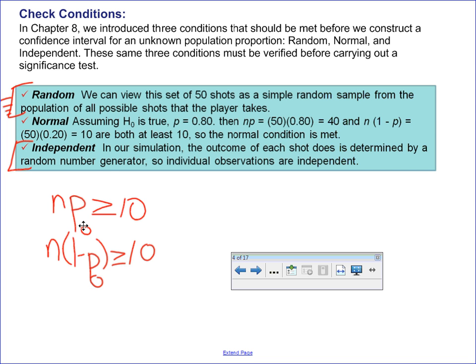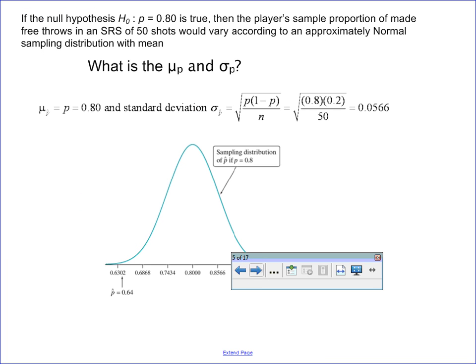Random: well, we can view this set of 50 shots as a simple random sample. Normal: it is, but it's close, right? 10 is greater than or equal to 10, but it's close. And independent: well, there's an infinite number of foul shots, so we definitely sampled less than 10%. So that was what we checked.